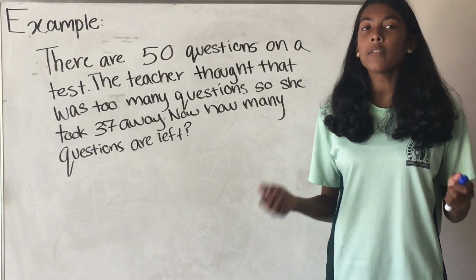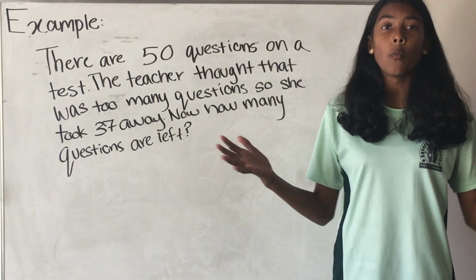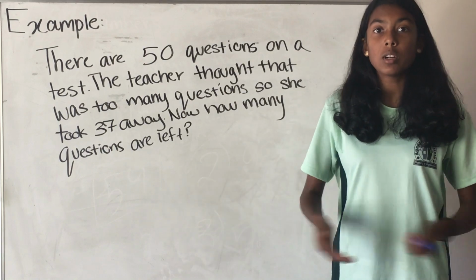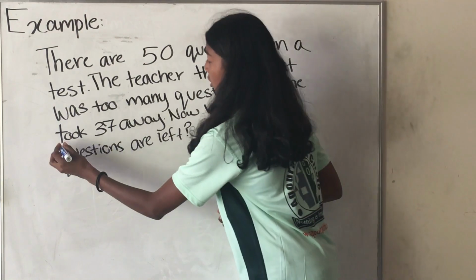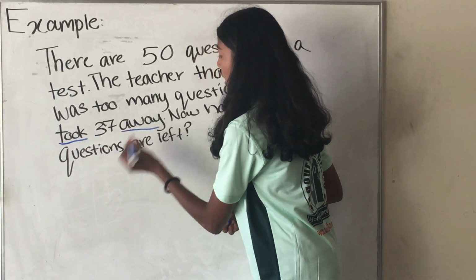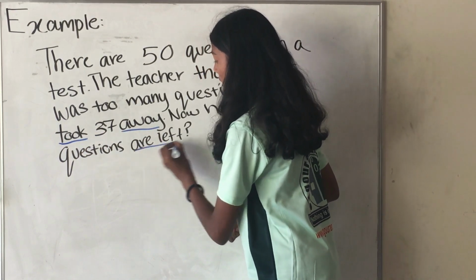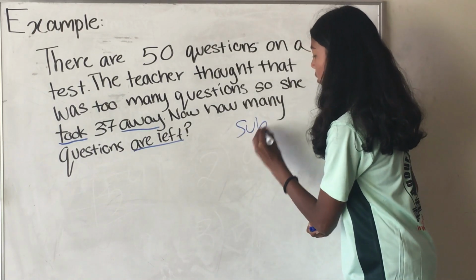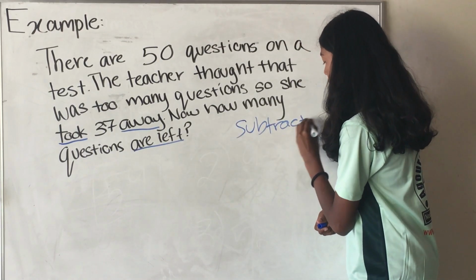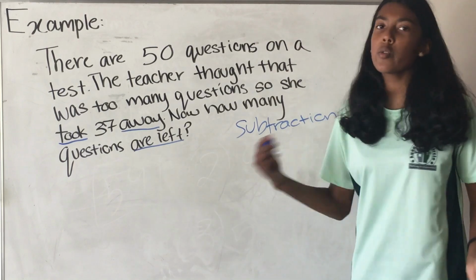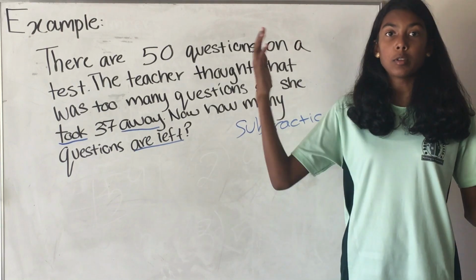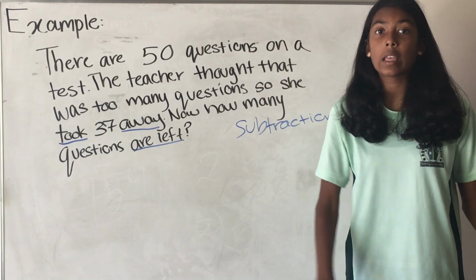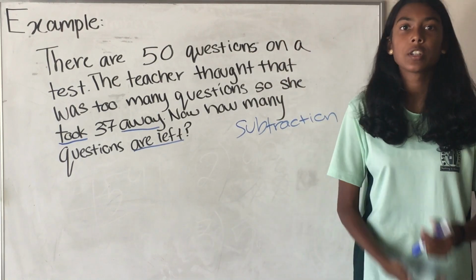So we have to first figure out what we're going to use: subtraction, addition, multiplication, division. So we look for keywords. And here we see took, away, and are left. So that shows that we're going to do subtraction. So whenever we subtract, we start with how much we started with, and we subtract how many we take away, and our answer is how many are left.